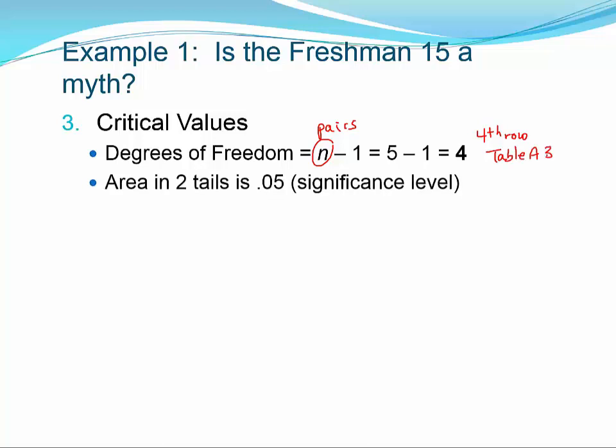Now the significance level was 0.05. And remember that our claim involved equality, so that's area in two tails. So the area in two tails is 0.05, and then we want to go to the fourth row in table A3 to find our test statistic, or I'm sorry, the critical values. So doing that will give you critical values of positive or negative 2.776.